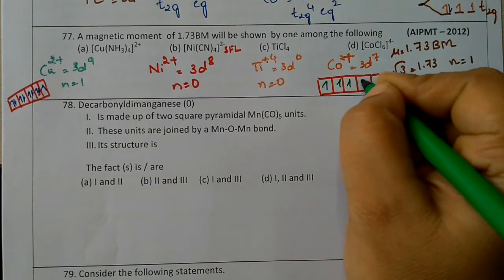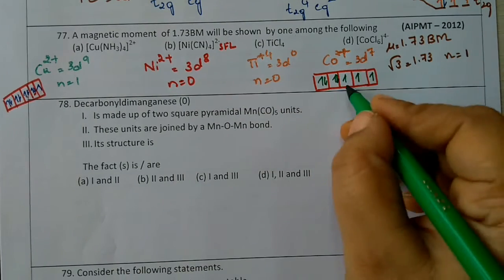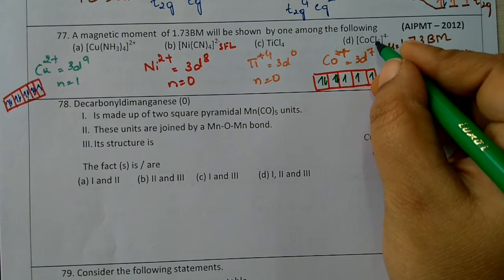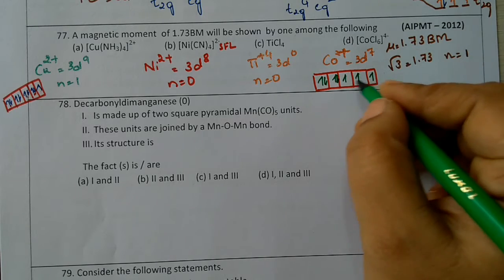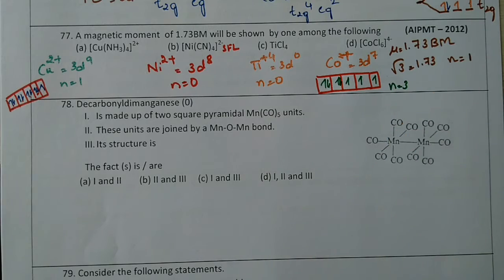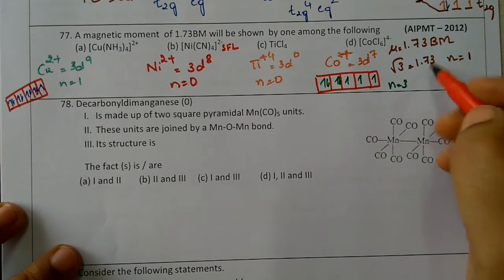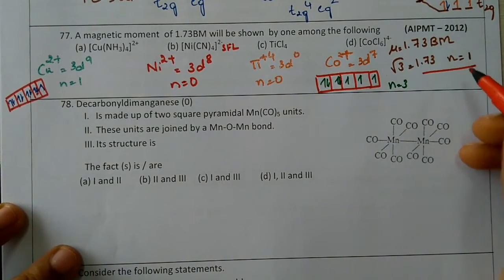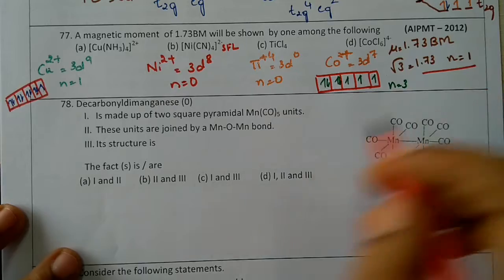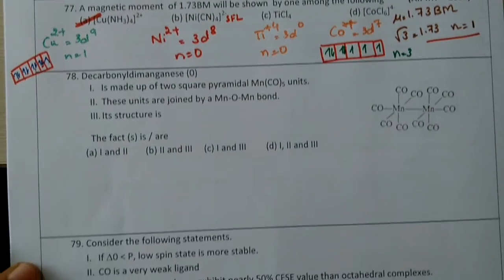1, 2, 3, 4, 5, 6, 7 it is. So 3 unpaired. It is a weak field ligand, so no pairing will take place. So n is equal to 3 for this one, n is equal to 3 for the cobalt. Only one complex has n equal to 1. We require n equal to 1 because the magnetic moment is 1.73 for n equal to 1. So option A, copper, is the correct answer.